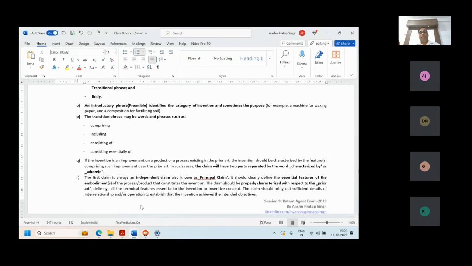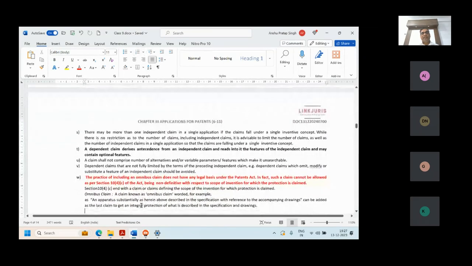It does not need support from any other claim. It will define the essential features of the embodiment of an invention. The claim will be characterized with respect to the prior art, so it will properly differentiate from the prior art. All the technical features, all the essential elements, should be present in this independent claim. There can be some elements which are optional, which you can add or not add. But your independent claim will have all the essential elements, and the dependent claims will either define or add to the features in this particular claim.